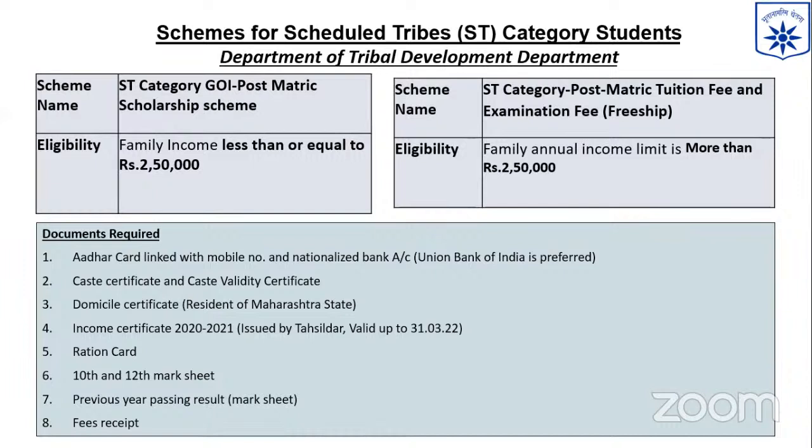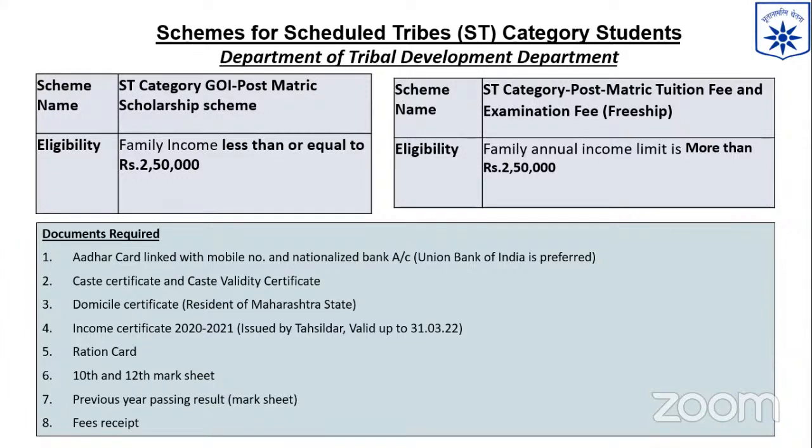So in this department, you can either apply for the ST category GOI post-matric scholarship scheme, or you can apply for ST category post-matric tuition fees and examination fees, which is called the Freeship scheme. Now, what is the criteria for applying for the scholarship scheme? Here also your parents' annual income, that is yearly income, should be less than or equal to rupees 2,50,000. So if your parents' annual income is less than or equal to rupees 2,50,000, you are eligible to apply for the scholarship scheme. Here we are talking about ST, that is scheduled tribe category students.